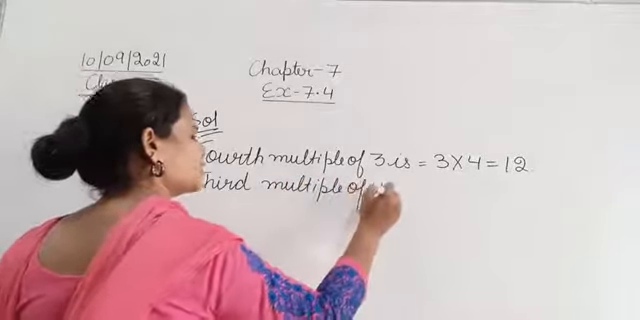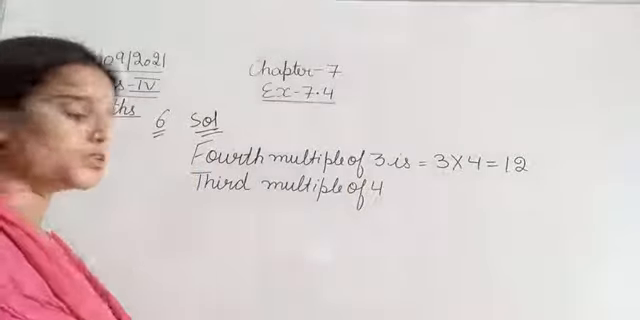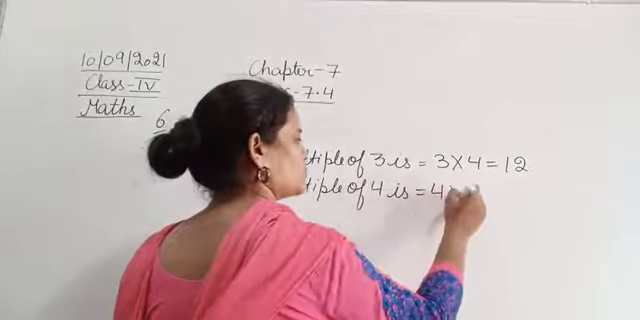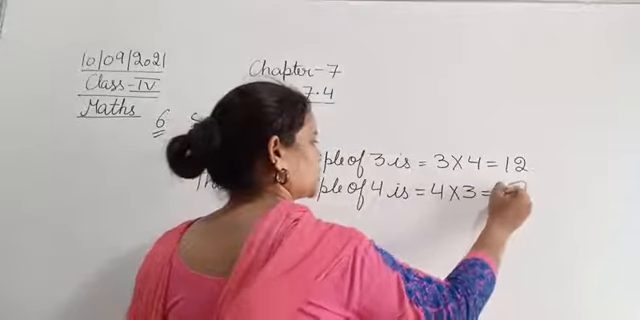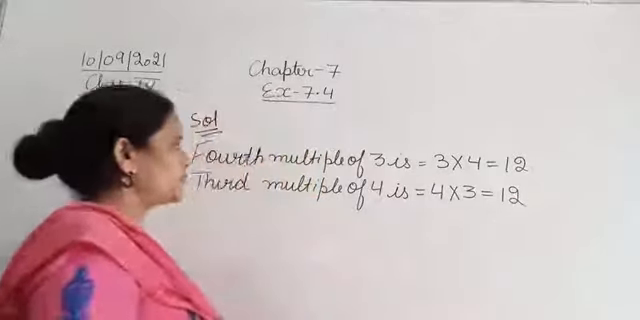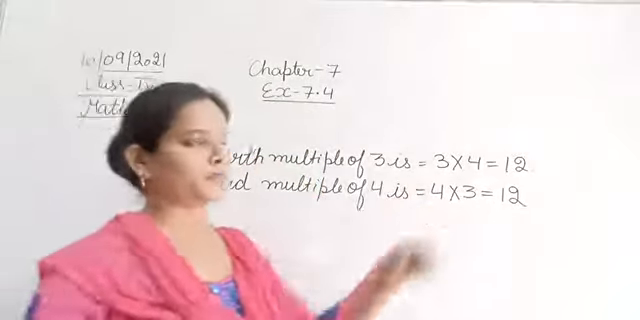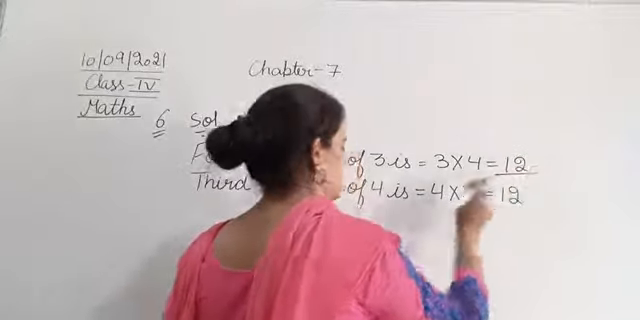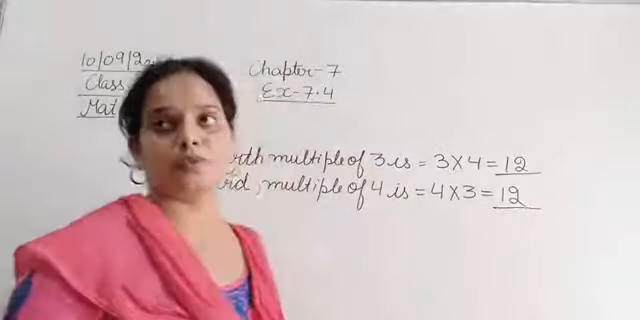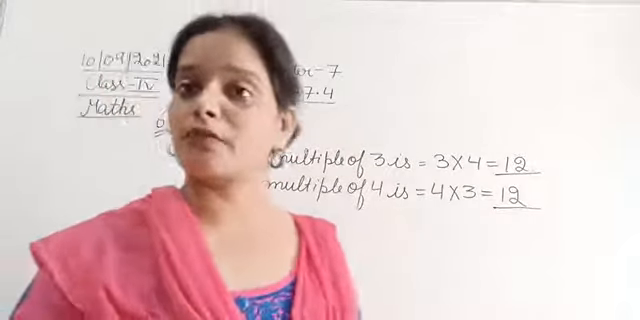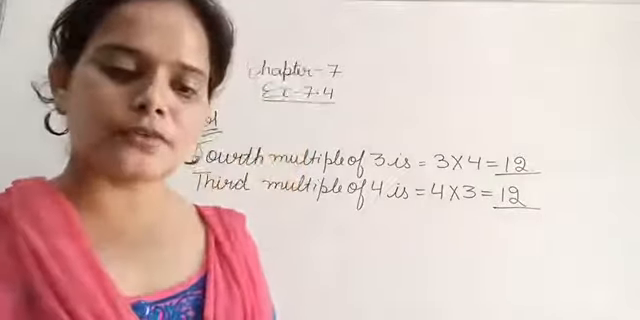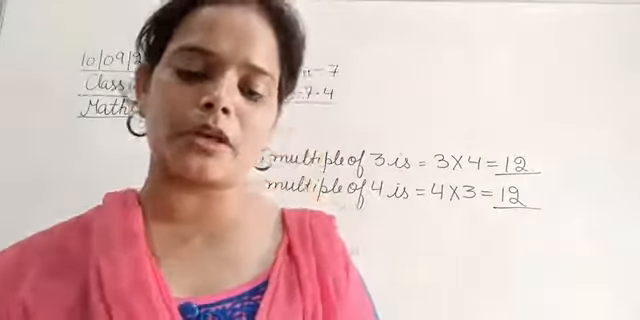Next, the 3rd multiple of 4. Which will be the 3rd multiple of 4? The 3rd multiple of 4 is 4 into 3, that is also 12. 3 4s are 12, 4 3s are 12. So the 4th multiple of 3 is 12, and the 3rd multiple of 4 is also 12. So they both are 12. The question was, is the 4th multiple of 3 equal to the 3rd multiple of 4?